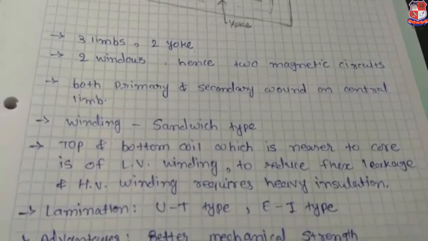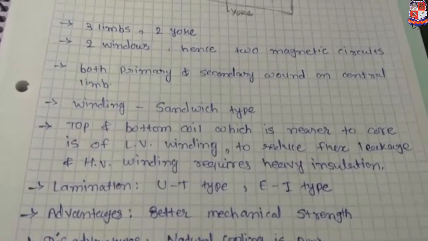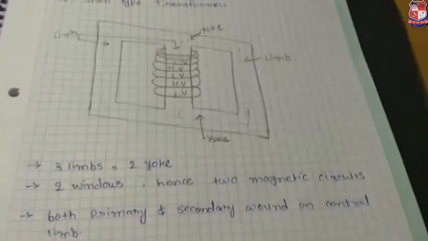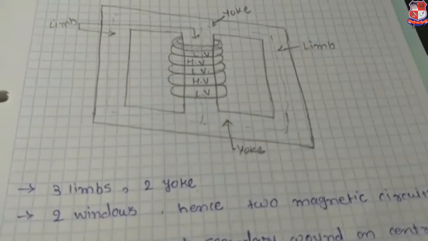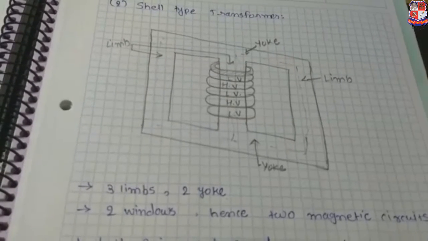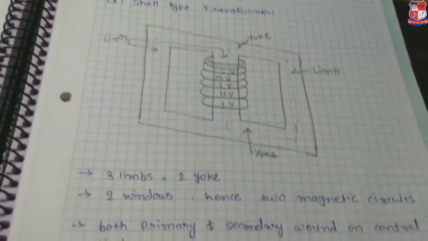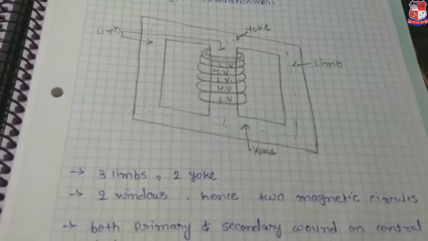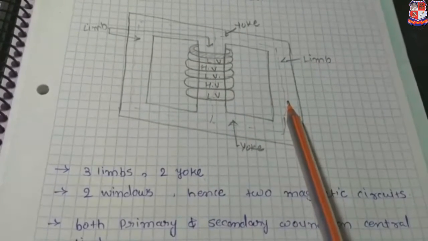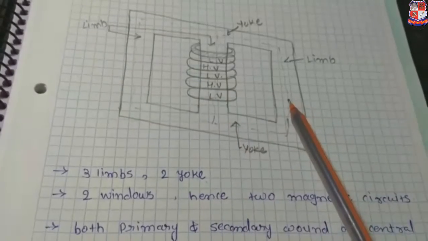And if we see the advantages of this type of transformer, then better mechanical strength. How? As we have discussed in the core type of transformer, if a fault condition occurs in this type of transformer, the two outer limbs which are free will provide better mechanical strength to this type of transformer.